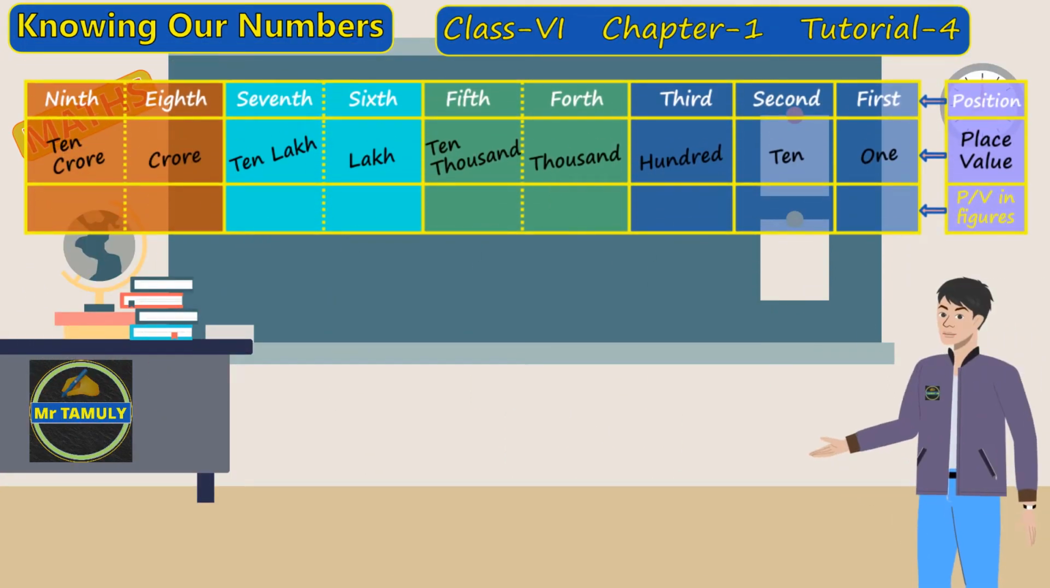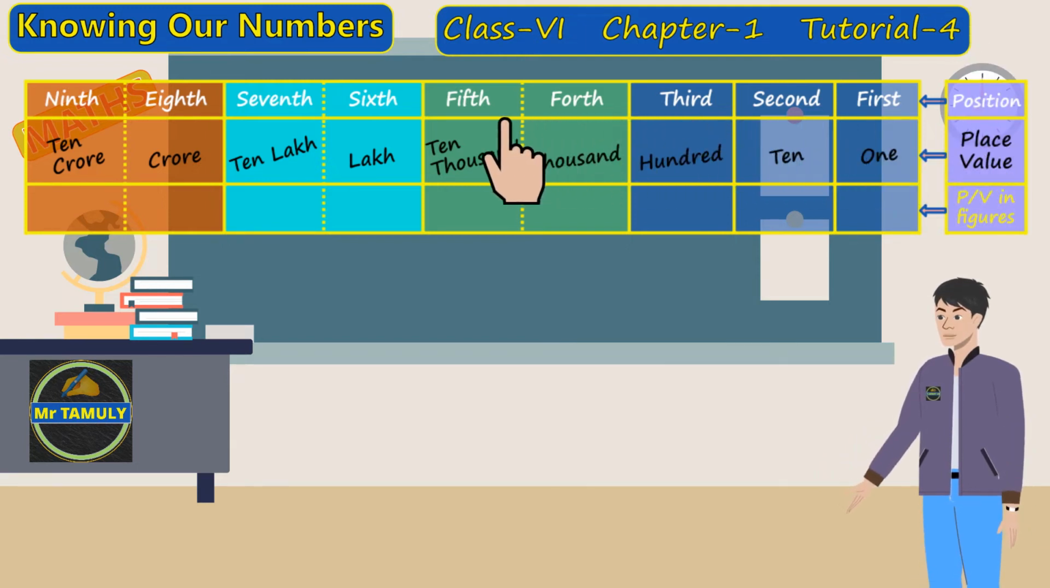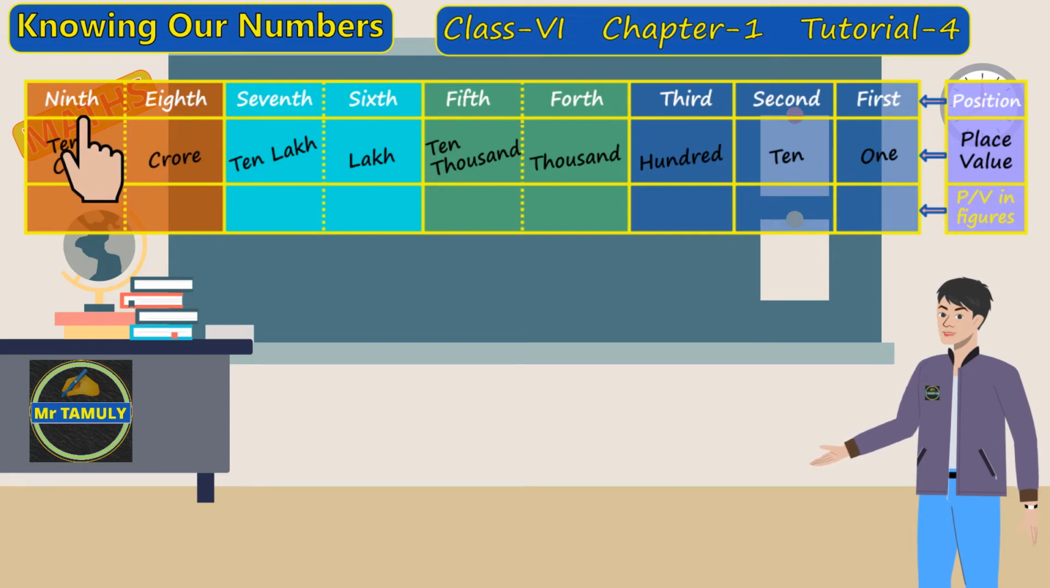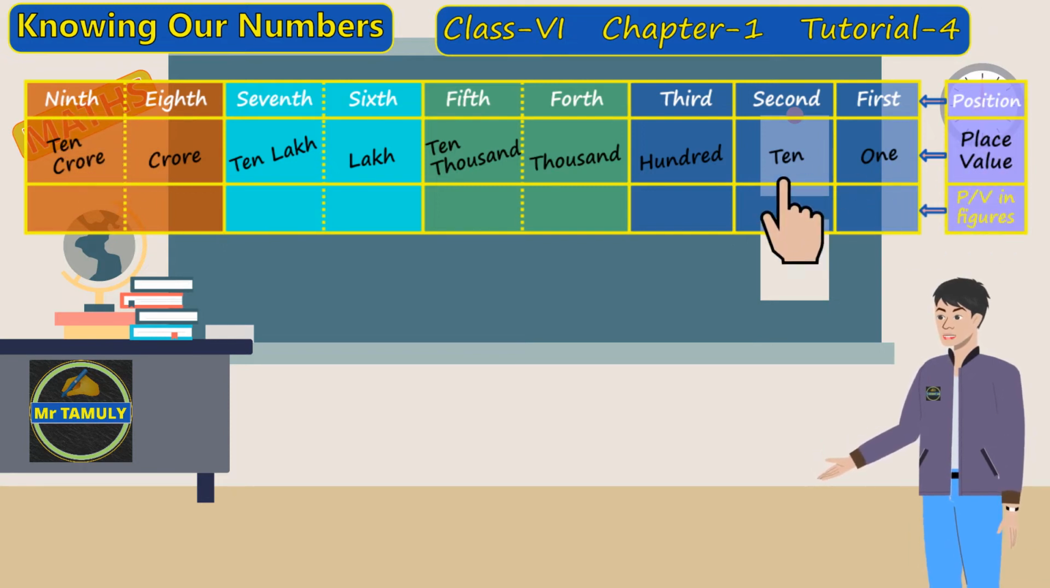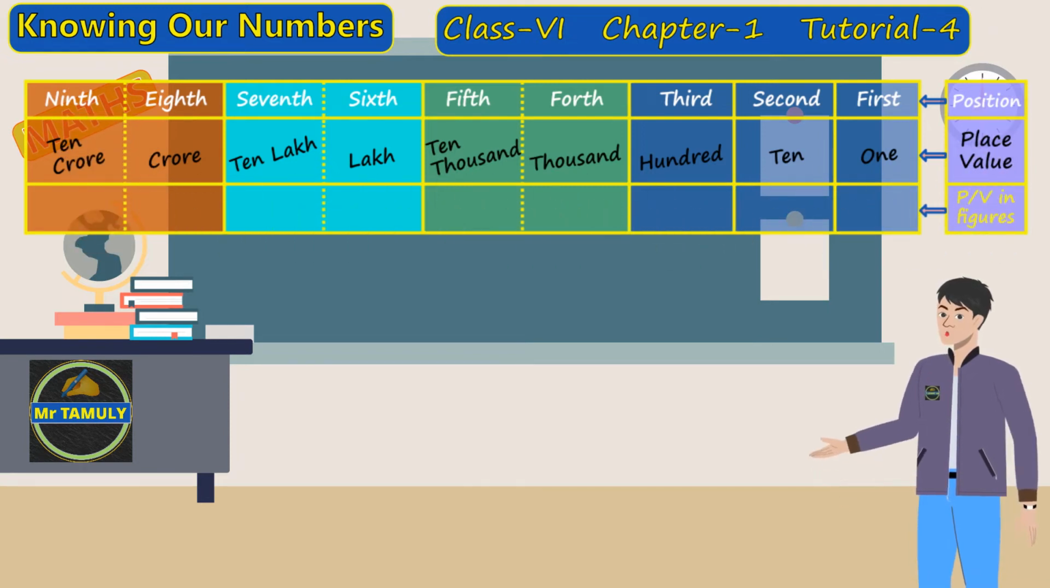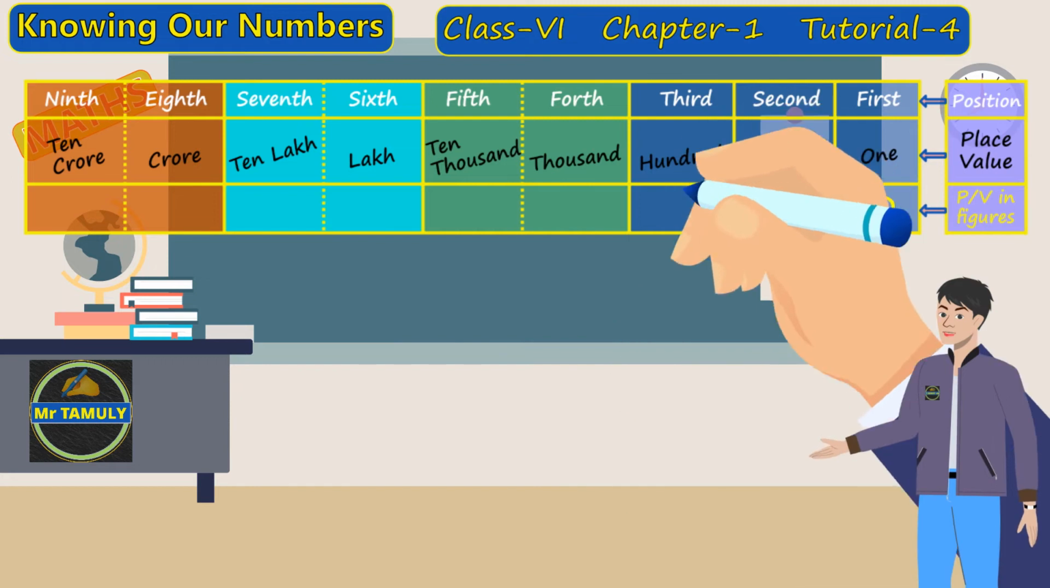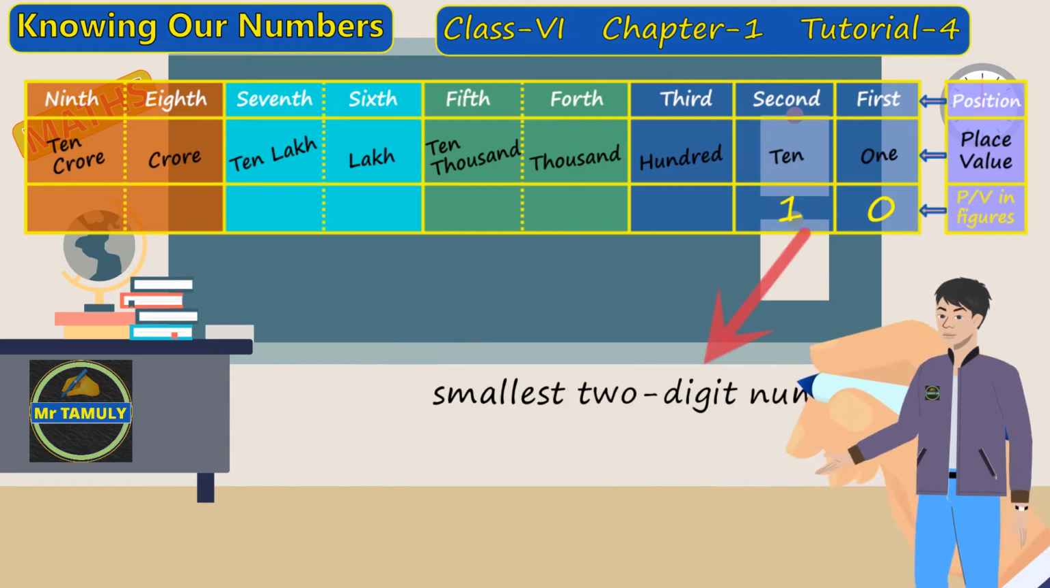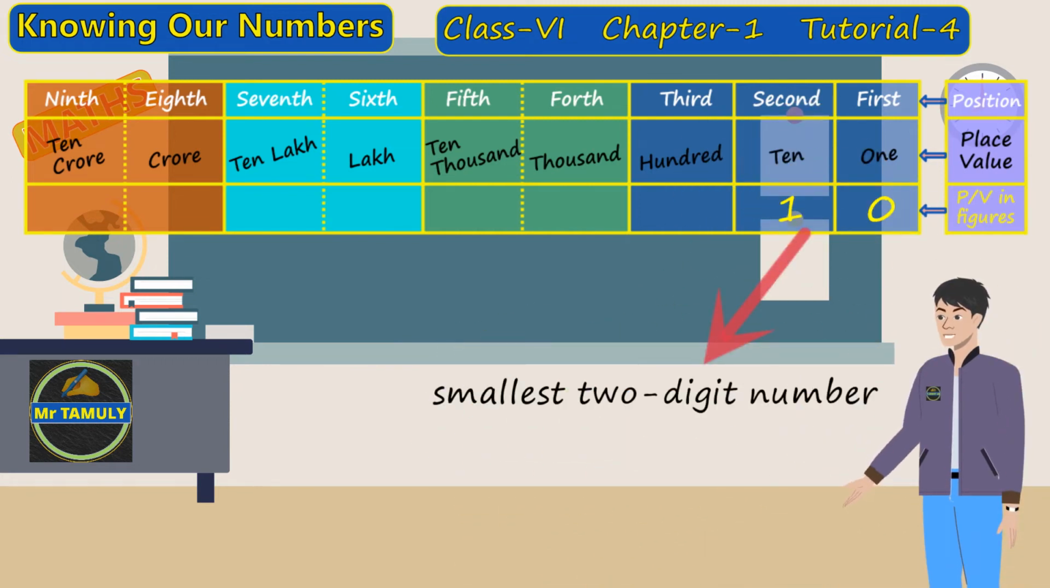As you can see, in the first row of the table we have the sequential positions first, second, third, through to the 9th position. In the second row we have the place values in words. In the third row we shall now write the place value in figures. So the place value of the first position, as we know, is 1. Place value of the second position is 10. The number 10 also happens to be the smallest 2-digit number. There is no positive 2-digit number smaller than 10.